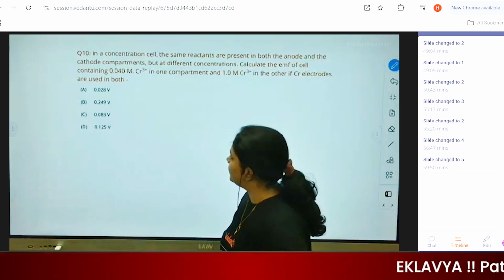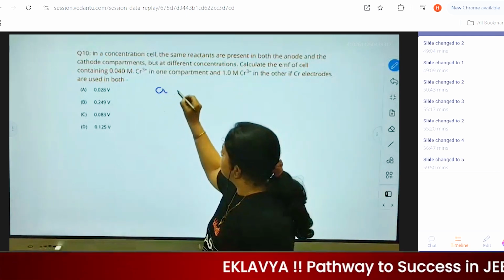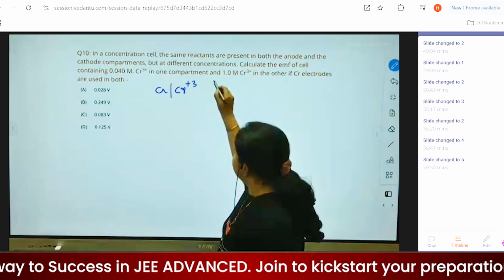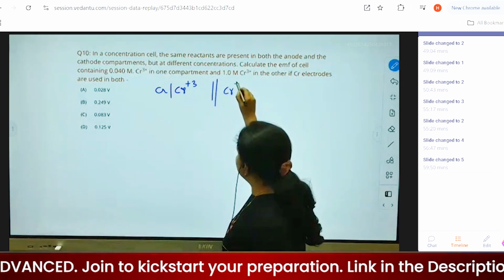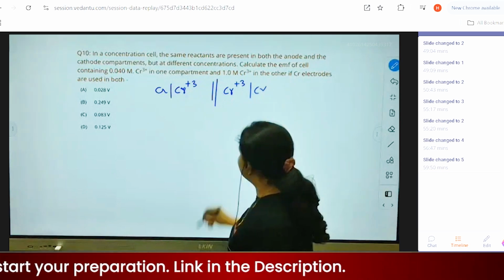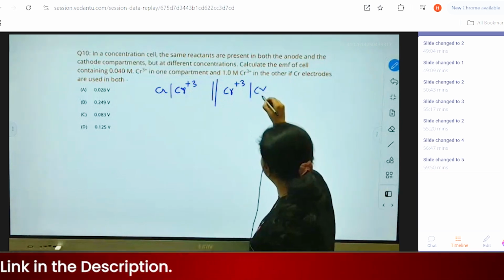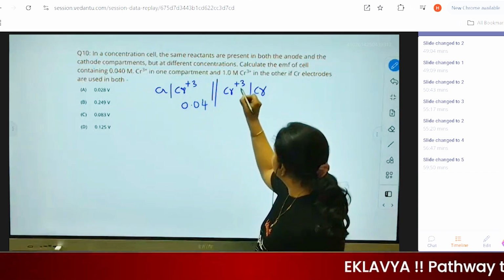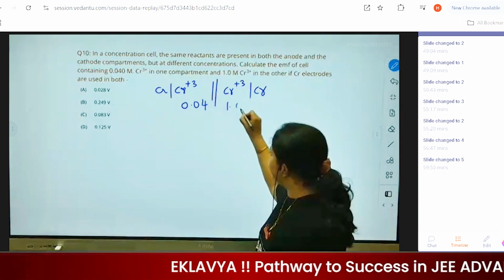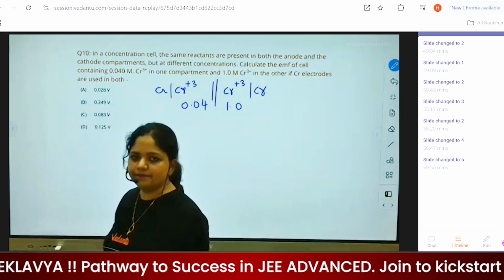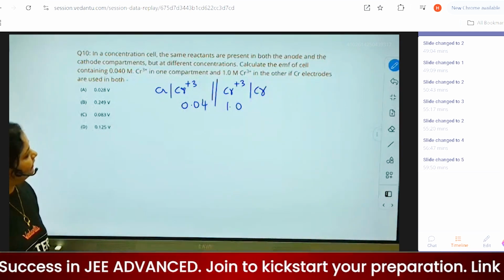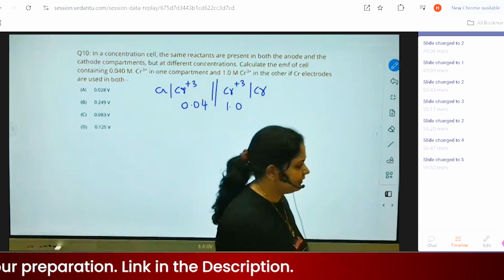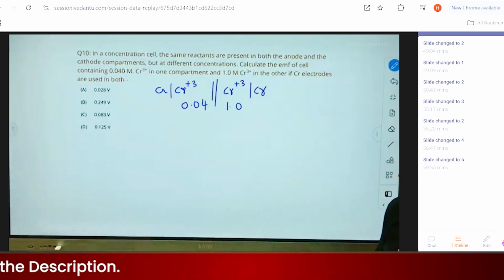Like here in this one, Cr plus 3. Correct? Cr plus 3. So here, Cr plus 3 and Cr plus 3. See, the metal is the same, which is that chromium metal. But the concentration of this here is 0.04. Here the concentration is 1 molar. And we have to find out what? We have to find out the EMF of the cell. Okay, we have to find out the EMF of this concentration cell.